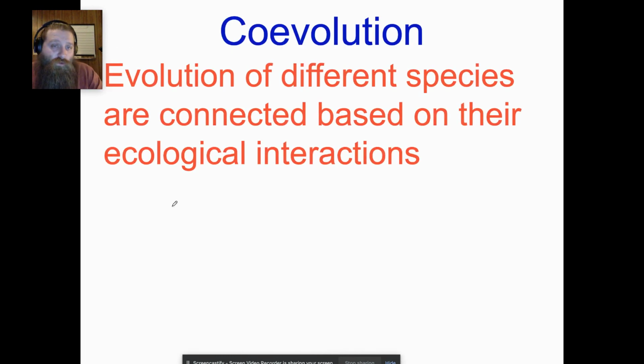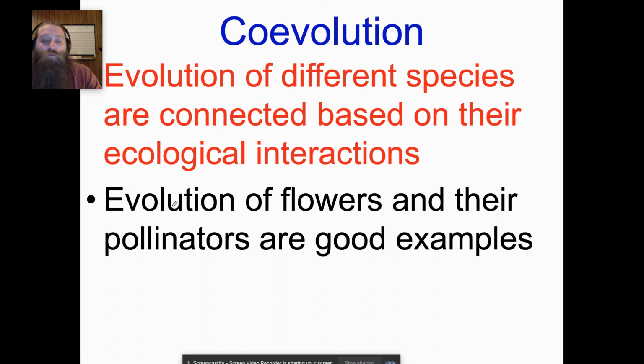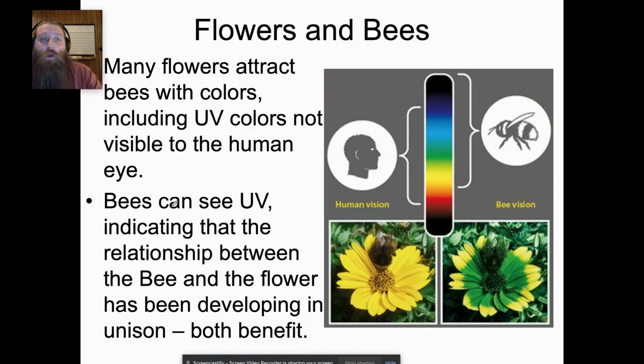Now, coevolution is evolution of different species that are connected based on how they interact in the ecosystem, how their niche works. So flowers and pollinators are great examples of coevolution. So let's talk about bees for a minute. All right, flowers and bees, they go together like hands and gloves, right? So how does that work? How does that evolutionary relationship evolve?